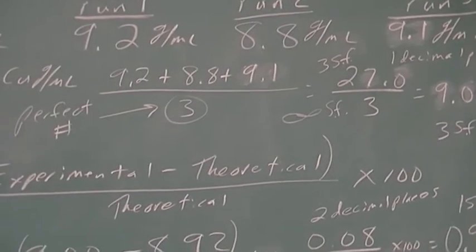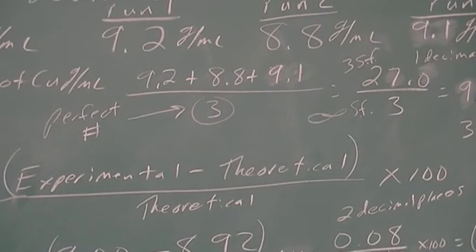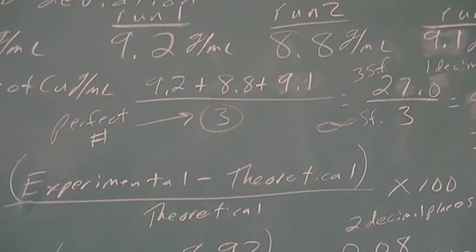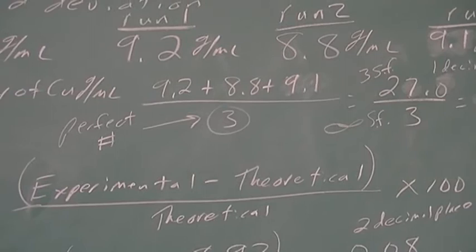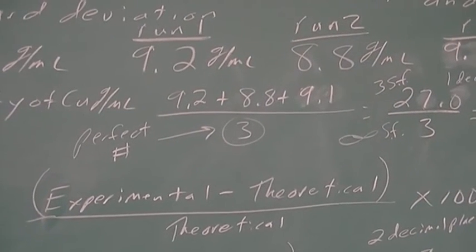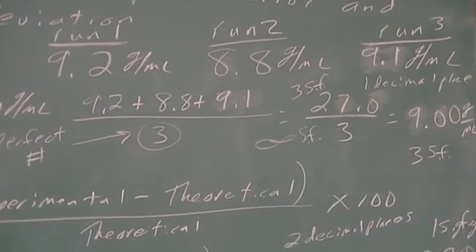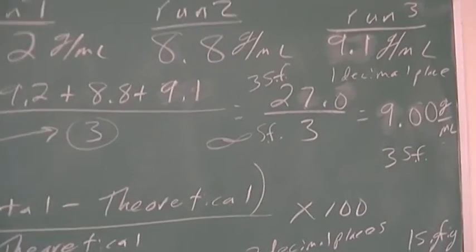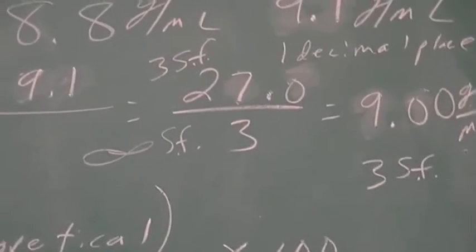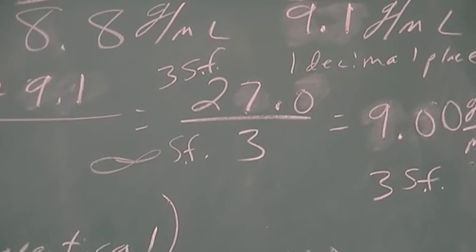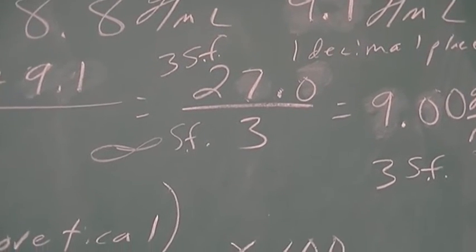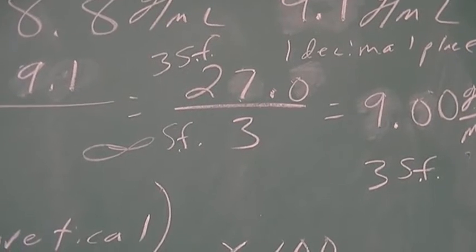Now you're going to divide that by 3. Now, 3 is the number of times that we did it. We did it a perfect 3 times. That is a perfect number, which means it has no error, which means it has an infinite number of significant figures. So when we take our 27.0 and divide by 3, we're doing now a division and we're looking at the number of sig figs.